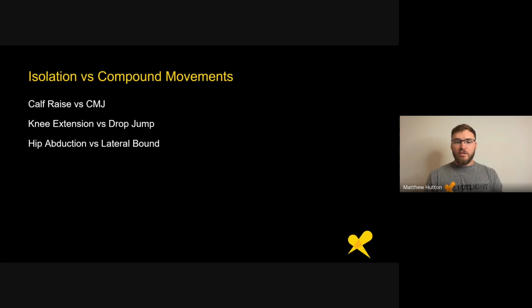Lastly, the isolation versus the compound movement. Somebody could have really good calf raise isometric strength, and that could be grounds for clearance into an on-field return to play or return to sport. A lot of times people will say, let's say they've got an ankle sprain, well, if they can do a calf raise with good force production, then they should be good for on-field.